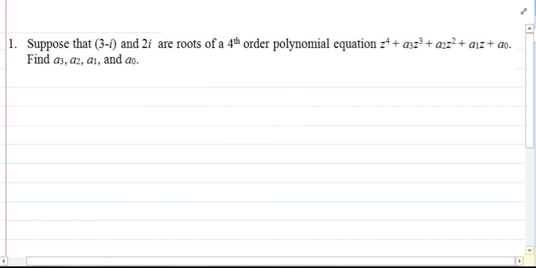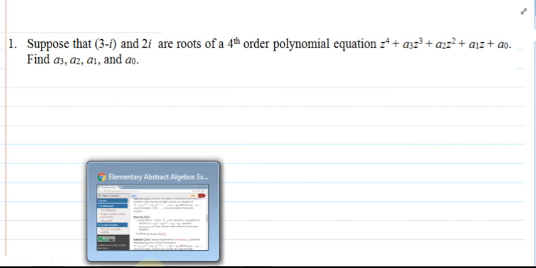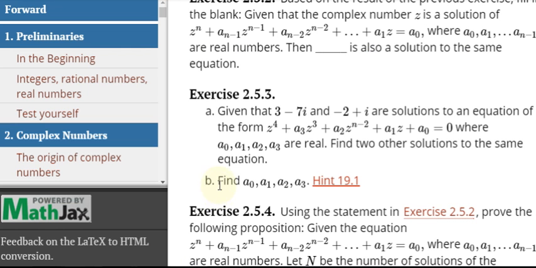Okay, so let's start out with this first problem. Suppose that 3 minus i and 2i are roots of a fourth order polynomial equation. Find a3, a2, a1, and a0. So let me just refer you to the problem that was assigned that was similar. It's right here. It says, well, you can read this, exercise 2.5.3.